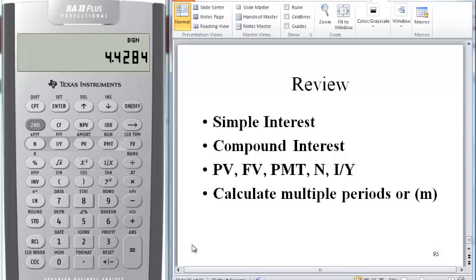So again, in reviewing, we've looked at simple interest, compound interest, all the present value, future value, payments, and I/Ys, and we've calculated on a multi-period basis. You need to know how to do all of these. We ran through this kind of quick, so if you need to, pause each one of these slides and practice on your own, trying to come up with the answers that I came up with.